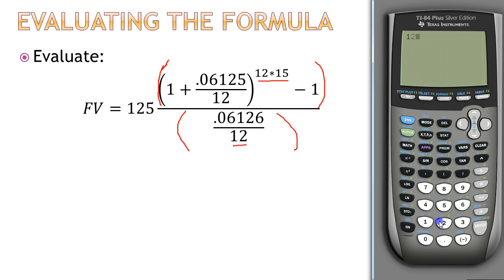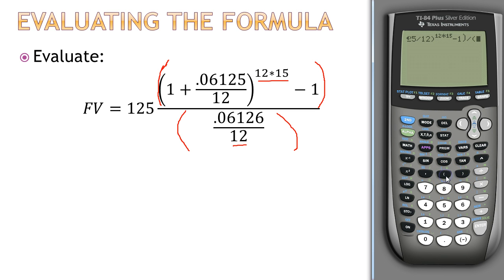I'm going to do 125 times, and then here I need two sets of parentheses. One that you see in red I drew in, and one for the 1 plus 0.06125 divided by 12. That's the parentheses that needs to have the exponent on the outside. Notice on my calculator that when I type in 12 times 15, it's all staying in the exponent. To get out of the exponent, I click on the right button. Now I subtract 1, and that'll do it for the numerator.